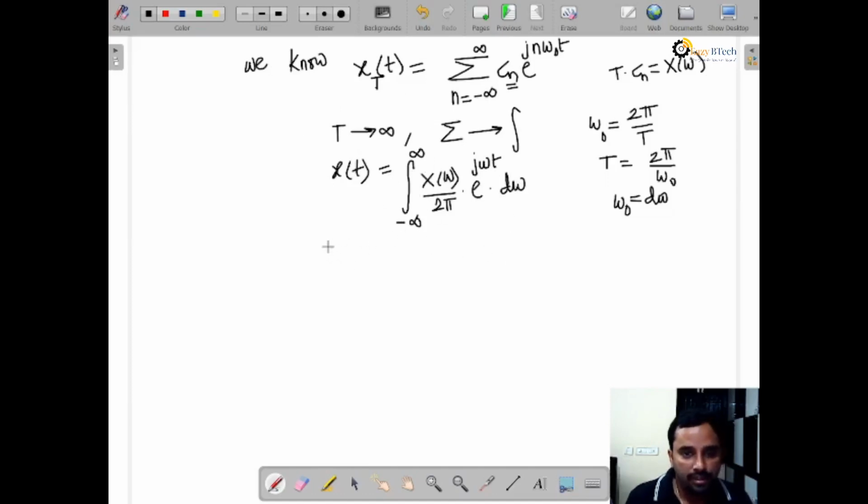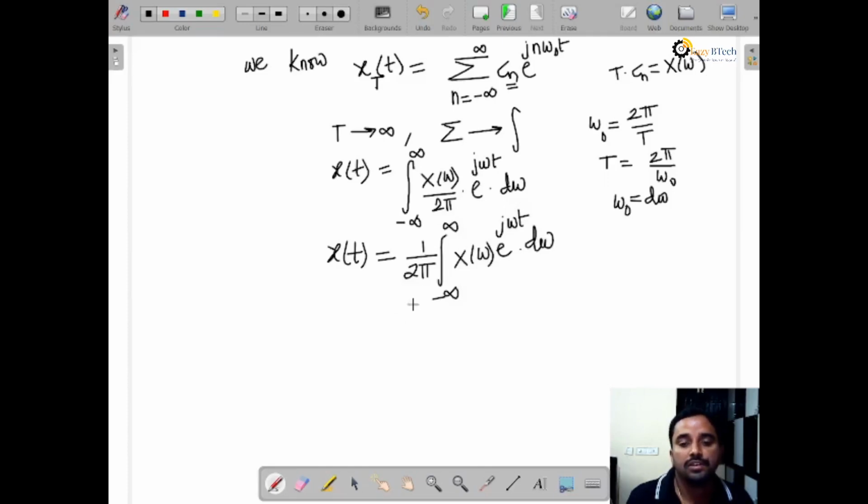So what we got, that will be called inverse Fourier transform. x of t is equal to 1 by 2 pi, we can write outside, integral minus infinity to plus infinity capital X of omega e to the power j omega t d omega. So this is saying frequency domain to time domain. This is what we call inverse Fourier transform. Right? So simple formula. This is the inverse Fourier transform formula.